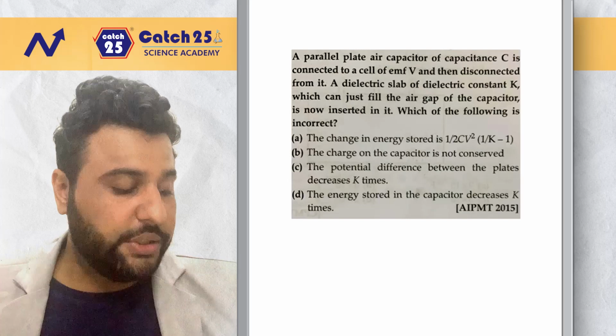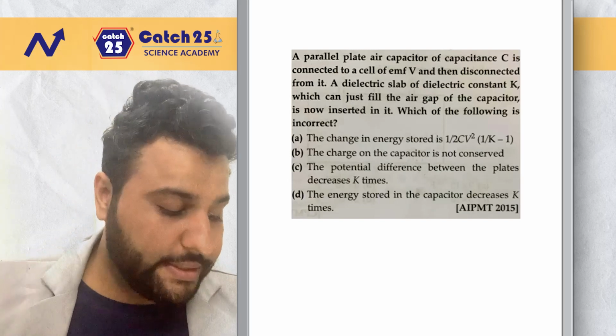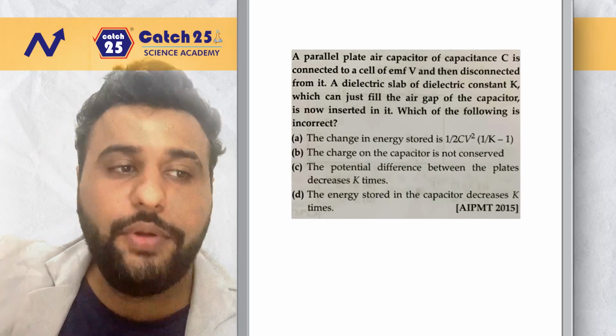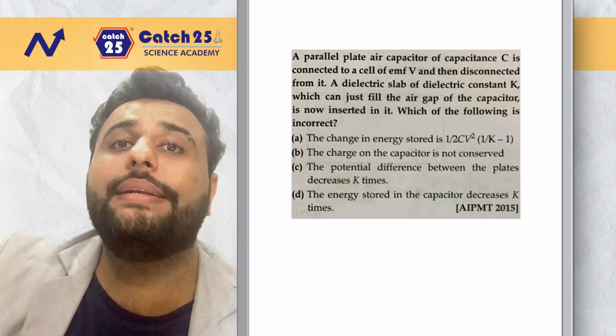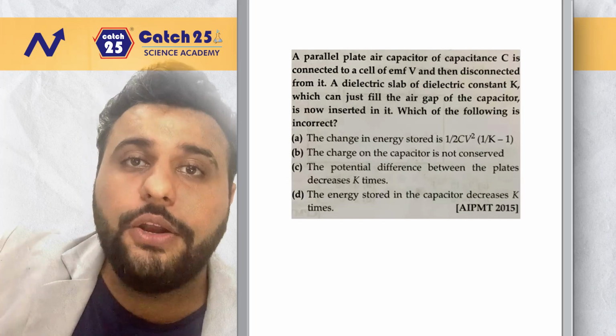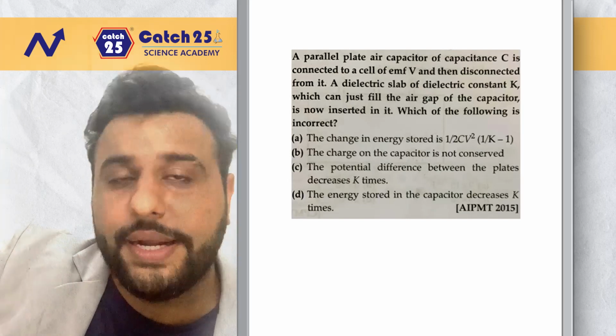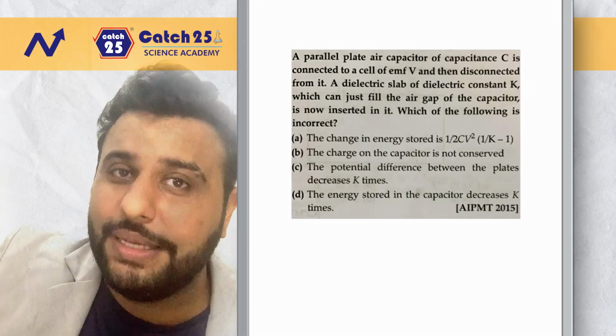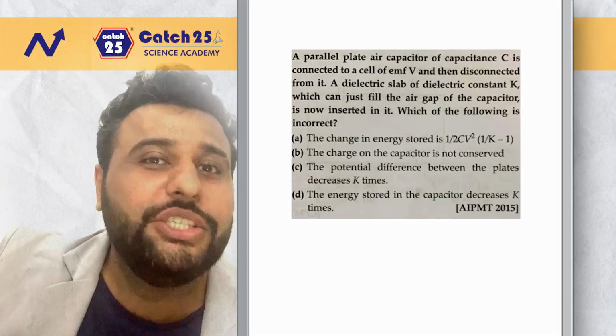Now, if you look at the question, a parallel plate air capacitor of capacitance C is connected to the cell of EMF E, disconnected, a dielectric slab is inserted of dielectric constant K, and you're supposed to find out which is the incorrect statement. Now, if you look at the options, this is in fact in your 12th standard CBSE plus your 12th standard state board.